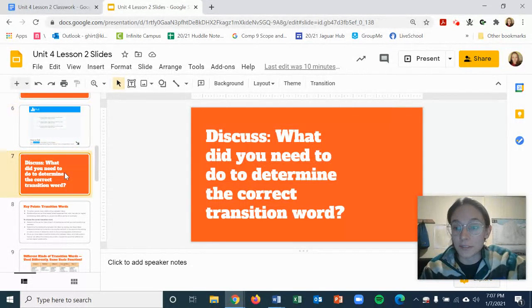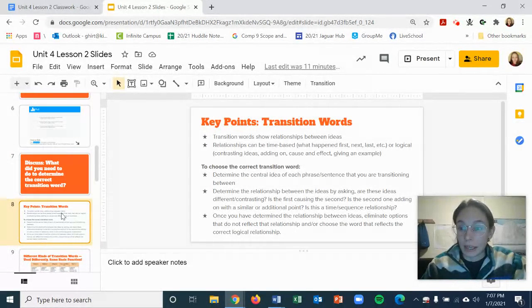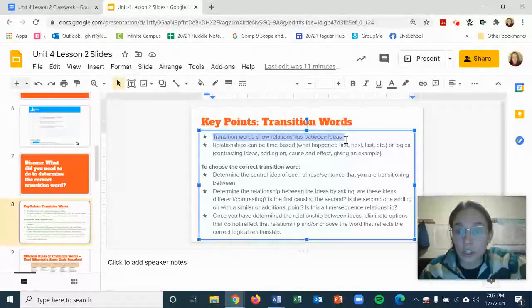Instead of discussing, I want you to type into the EdPuzzle, what did you have to do to determine the correct transition word? Why did you know that was the correct answer? Okay, so hopefully you said something like these key points. Transition words show relationships between ideas.